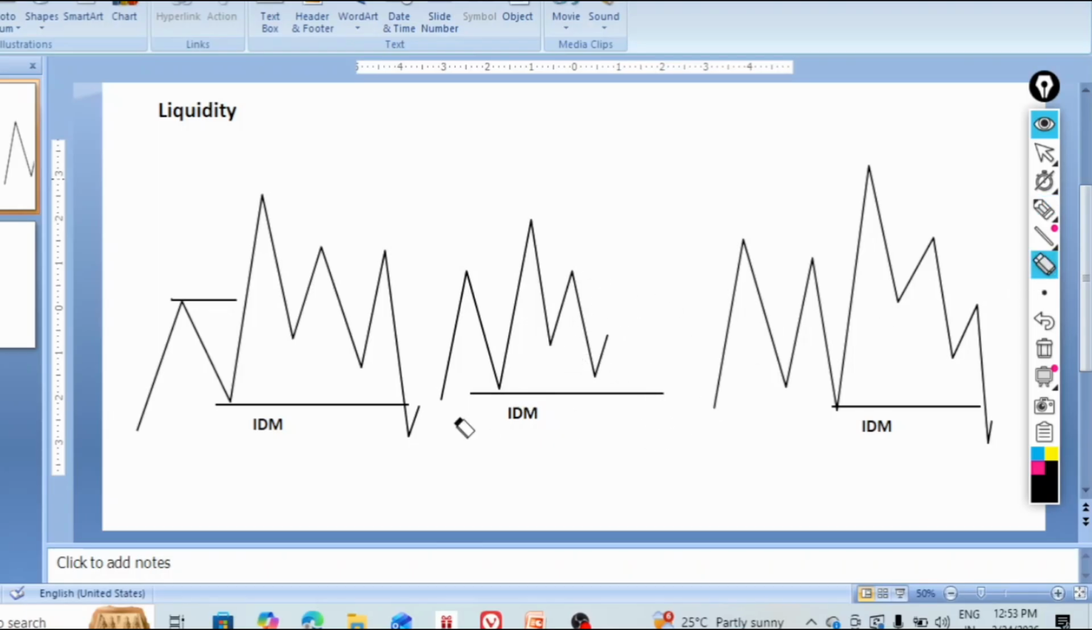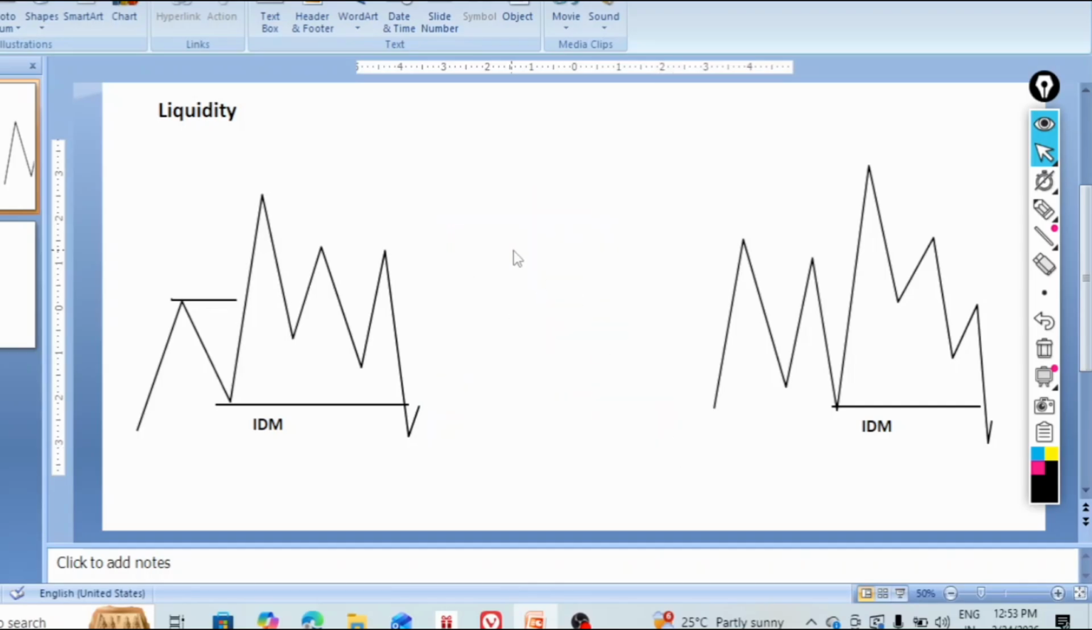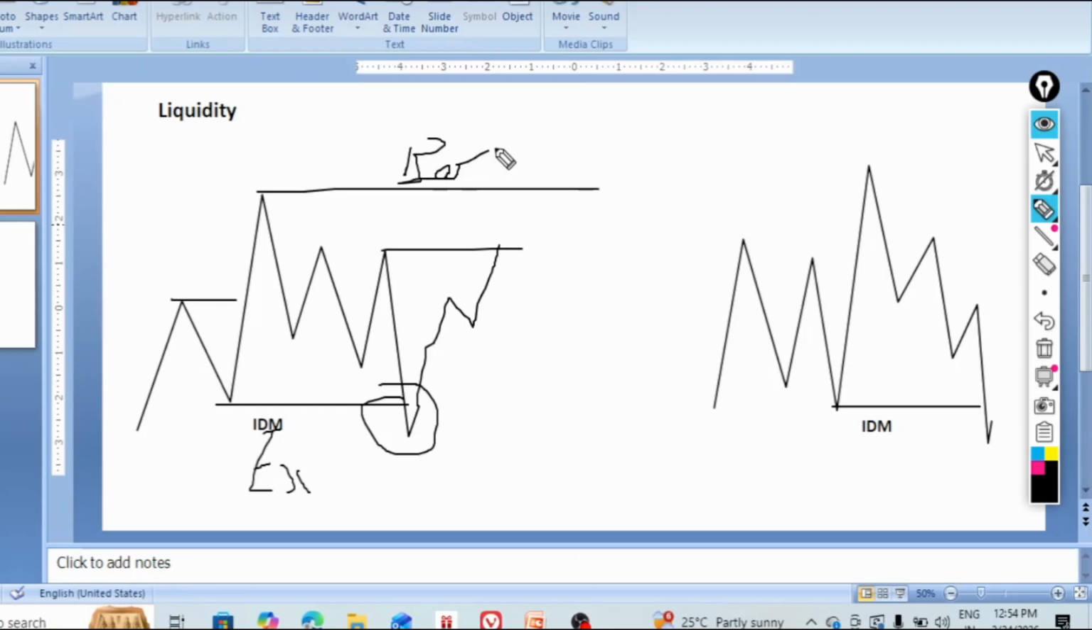Okay, so what is external and internal liquidity? If the market mitigates the external liquidity, sweeps the external liquidity, then the market will move to the next external level. This inducement is external, right? So if the market comes and mitigates this external, then it can also move up to this break of structure. This is the external, right? You can move up to this external because it has grabbed the external liquidity.